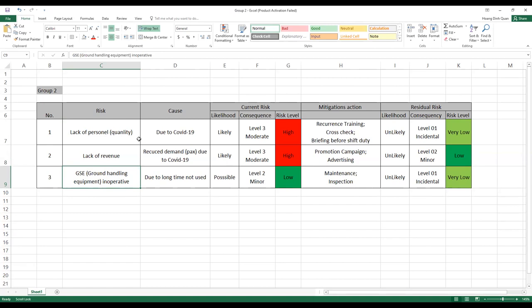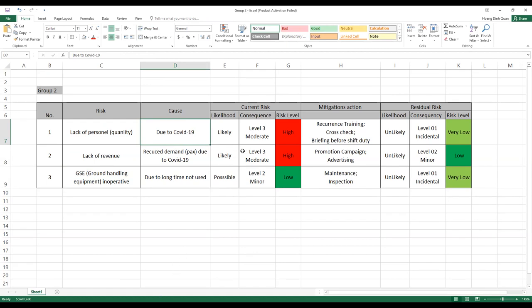Lack of personnel. The risk is the quality of the license or the certificate that may be expired, due to the COVID-19 pandemic. Lack of personnel not coming to work, lack of training, so the certificate expired. We evaluate this risk and the current risk is high, with the likelihood likely and consequence moderate. We use the risk matrix the same as Vietnam Airlines in the slide.